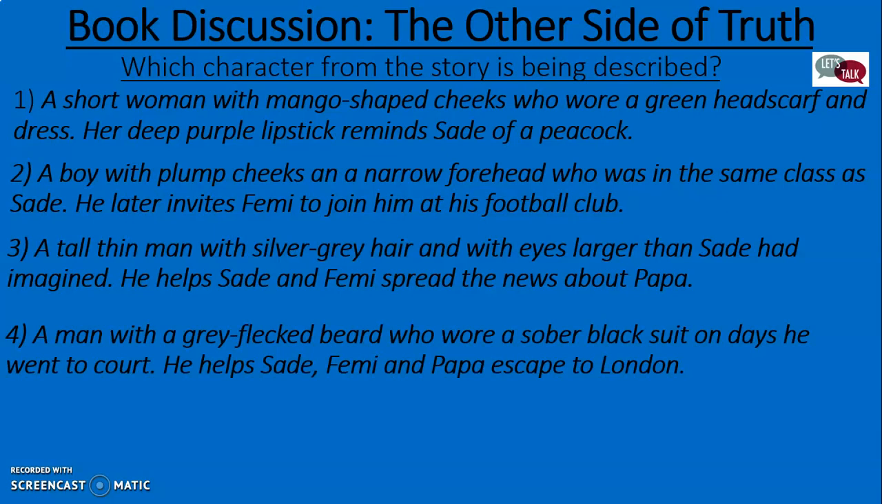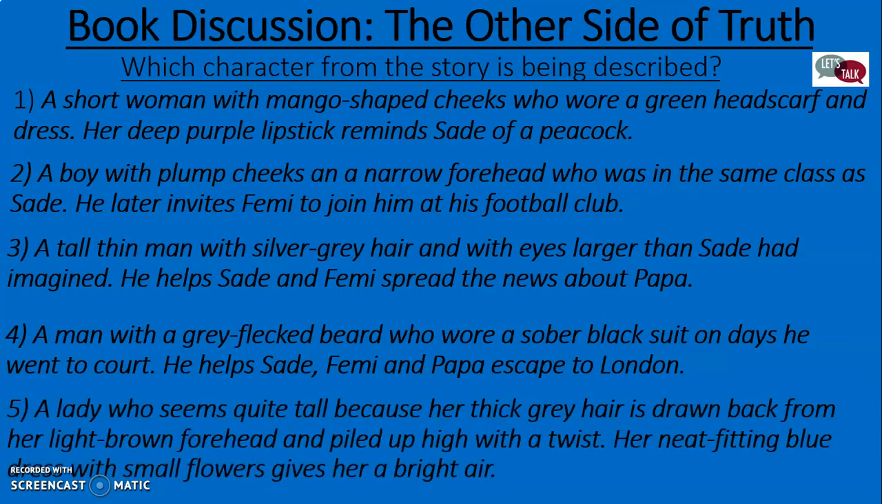4. A man with a grey flecked beard who wore a sober black suit on days he went to court. He helps Sade, Femi and Papa escape to London. And 5. A lady who seems quite tall because her thick grey hair is drawn back from her light brown forehead and piled up high with a twist. Her neat-fitting blue dress with small flowers gives her a bright air.